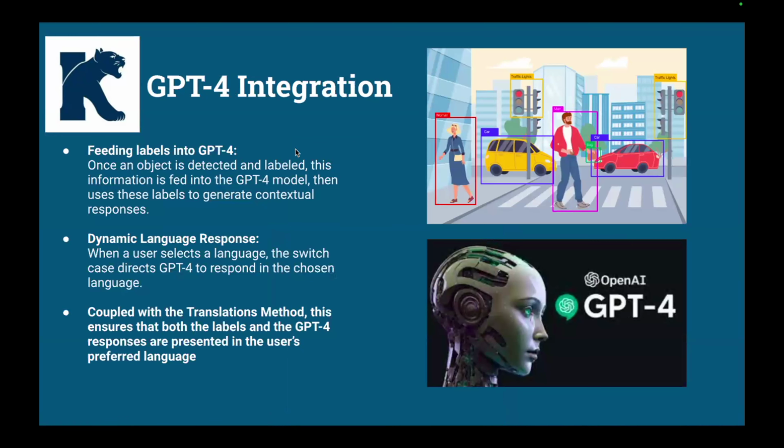So from here, besides the object detection, also incorporating ChatGPT 4's API, we feed the labels into ChatGPT 4. So once an object is detected and labeled, this information is fed into the ChatGPT 4 model, making it contextually aware and giving a contextual response. So when the user selects the language, the switch case directs ChatGPT 4 to respond in the chosen language. So with this, coupled with the translation methods, this ensures that both the labels and the ChatGPT 4 responses are presented in the user's preferred language.